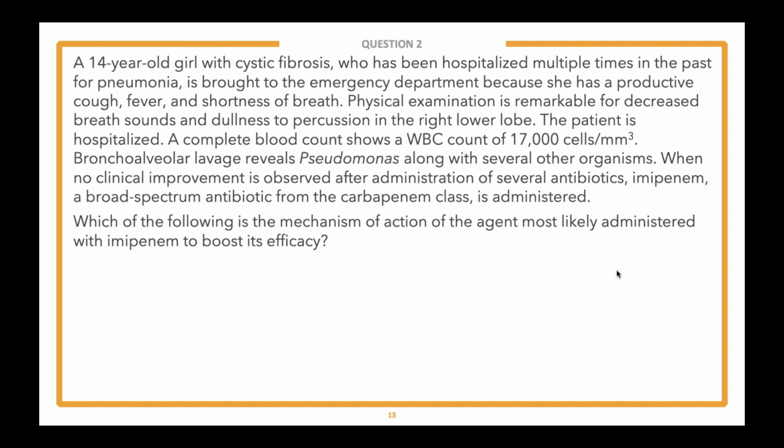Which of the following is the mechanism of action of the agent most likely administered with imipenem to boost its efficacy? Now that we've read it, I want to give you guys a second to respond in the question box and let us know how many steps you think this question will require. So let us know in the question box if you think this is a one-step question, a two-step question, or a three-step question.